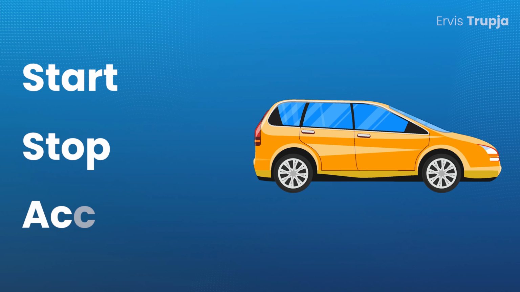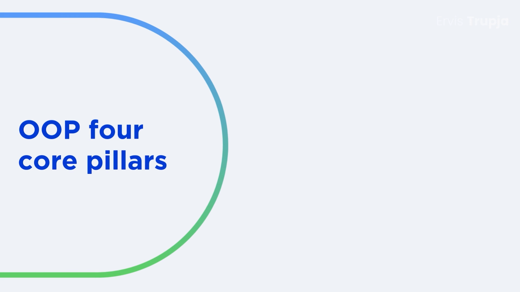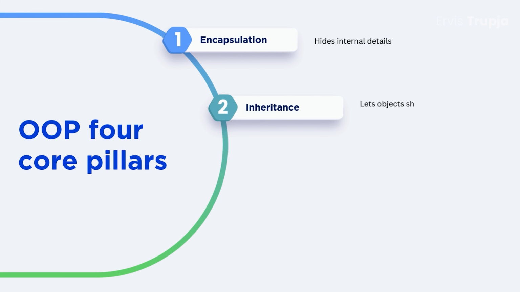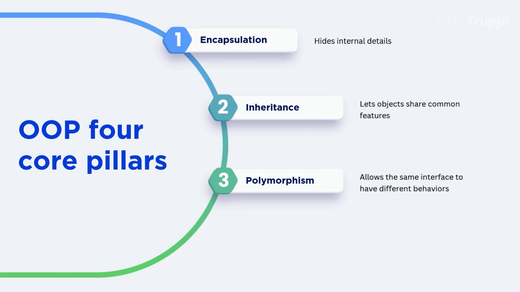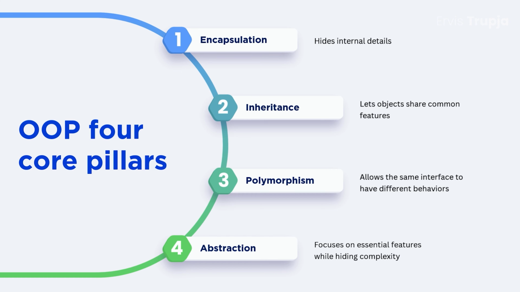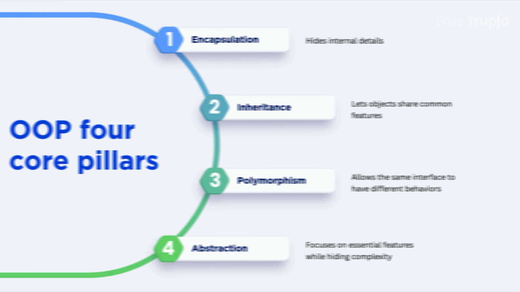start, stop, and accelerate. Object-oriented programming has 4 core pillars. Encapsulation hides internal details. Inheritance lets objects share common features. Polymorphism allows the same interface to have different behaviors. And abstraction focuses on essential features while hiding complexity.